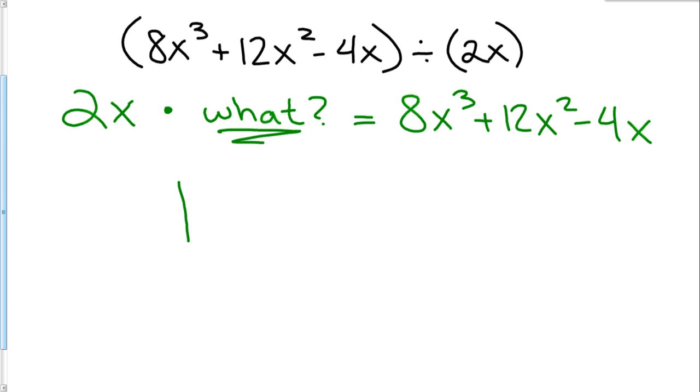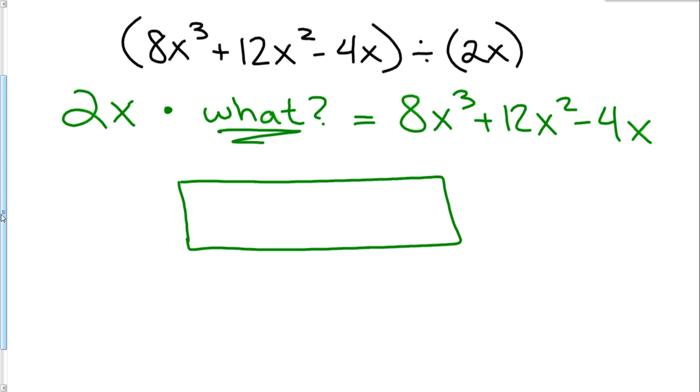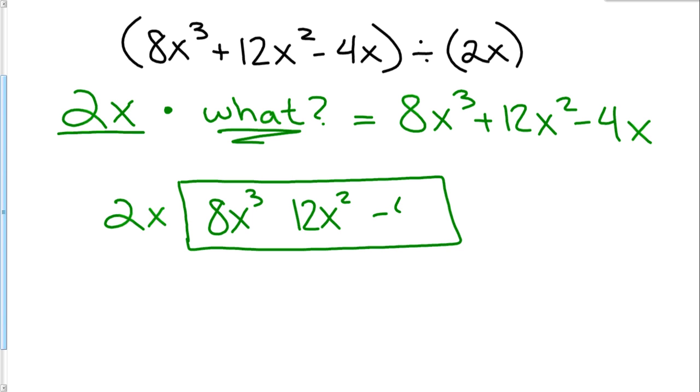So we're going to draw our rectangle. Our height is 2x, our first term. We don't know what goes across the top, but we know inside our answer is 8x to the third, 12x squared, and a negative 4x. And between each one of those, we're going to separate our terms. So now we can work backwards and figure out, okay, what do we have to start with?